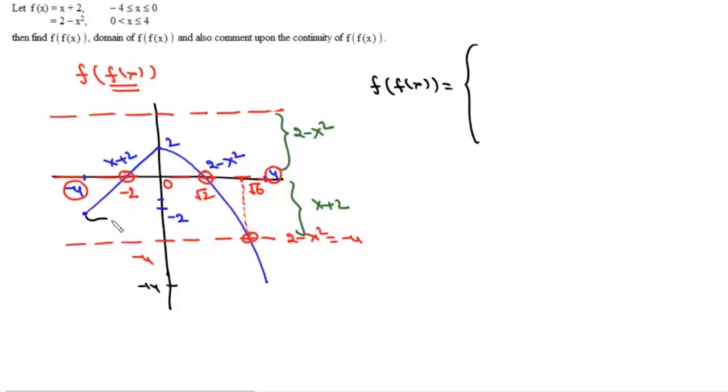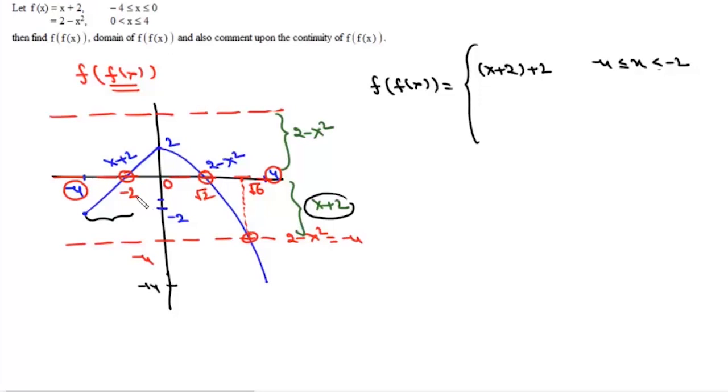Now the first interval is between minus 4 and minus 2. So when x lies between minus 4 and minus 2, since this function is continuous, again we need not bother about this equality sign. Here this definition is x plus 2, and this definition lies within these two lines. So this x plus 2 will go to x plus 2.